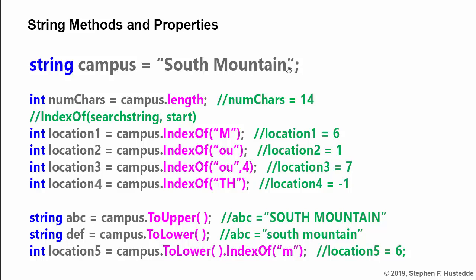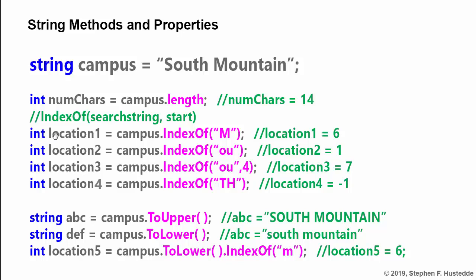A really useful method of strings is IndexOf. Remember, you can always tell methods because they have parentheses after the name. Inside those parentheses may be some arguments or parameters. In this case, IndexOf has a search string, so this is a string argument, and then an optional start value, which is an integer value, telling it where to start in the string.